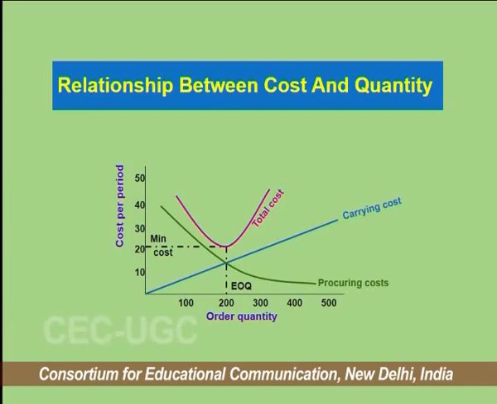So this point on the x-axis is the quantity. This quantity is known as the economic order quantity. That means neither should we order more. If we order more, the carrying cost will be more. If we order less, the ordering cost will be more. So this is the optimum point, which is in the middle, where the two lines of carrying cost and ordering costs are intersecting, and the total cost is also minimum over there. So this point is known as economic order quantity.